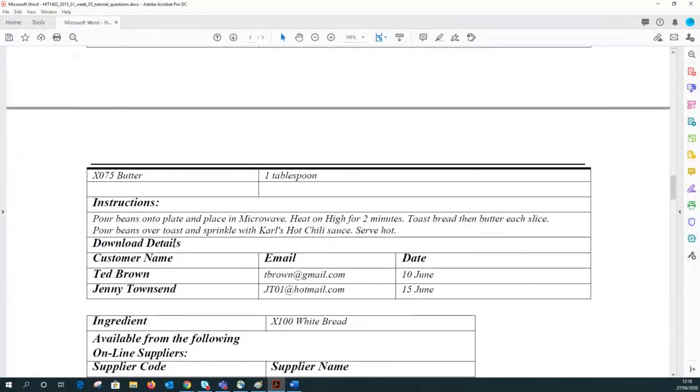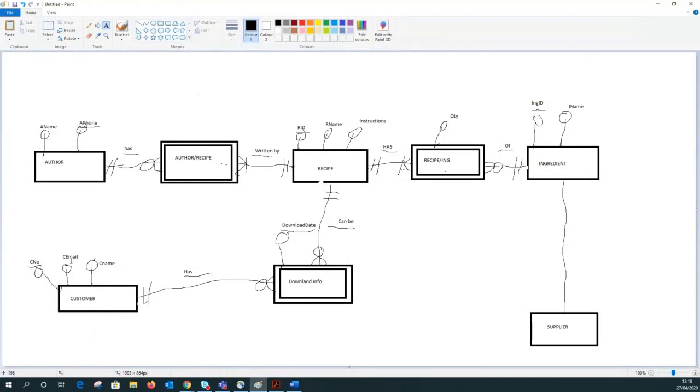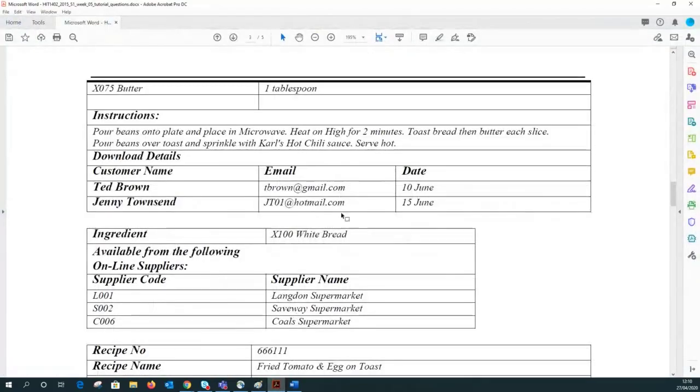Now what is this? Download details. So recipes are downloaded by different customers. So they are email addresses, dates, the names, did we capture that information? Customer, emails, yes. The date download, yes. And the name of the customer, yes. So all these information we already captured, so we don't need to worry. So we did that, and now we are coming to this side.